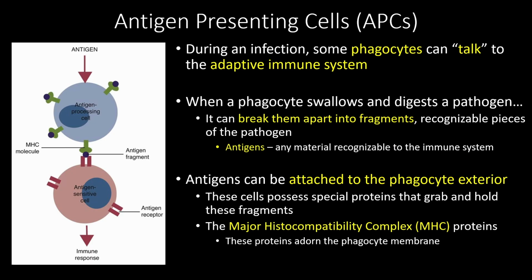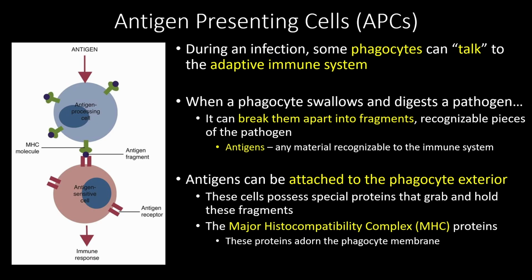Okay, so by taking, say, a bacterial cell and ripping it apart, they take the pieces of that bacterial cell, things mainly that are on the surface of that cell, and they attach them to these special proteins that are on the outside of the phagocyte. Okay, these are called the major histocompatibility complex proteins, otherwise known as the MHC. All right, you don't have to remember the whole name for this. Just make sure that if you see major histocompatibility complex, that's what we're talking about here, the MHC.